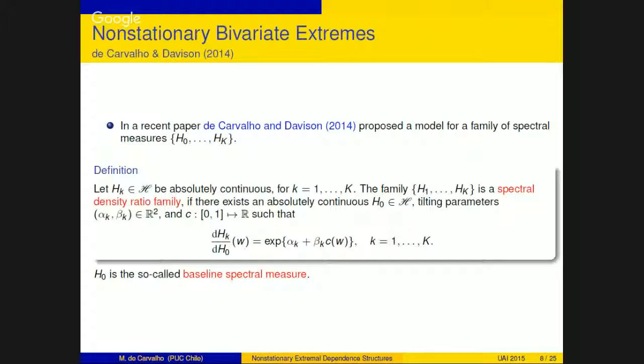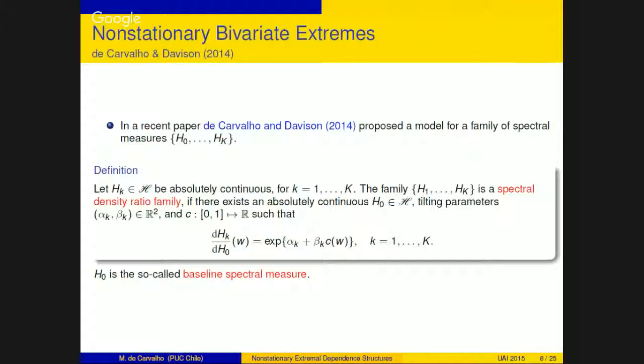Suppose that the spectral measure H_x relates with a reference spectral measure through the following specification. That is, suppose that the family of interest where we are working is such that each of the elements in that family is given by an exponential tilt of the baseline spectral measure. Okay? So each of the elements in the family is related through this specification. So we can obtain each one of them through a suitable distortion of H0. And that's what we proposed in this paper.